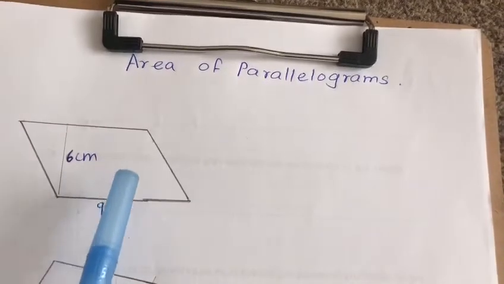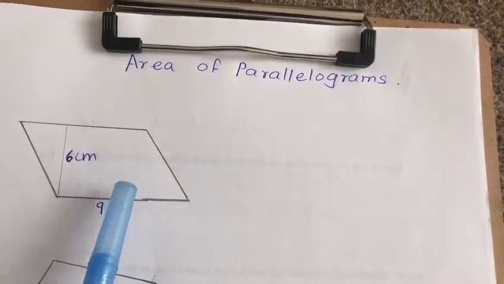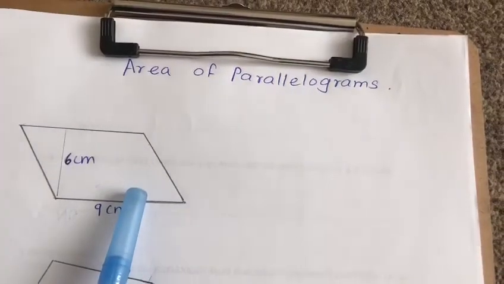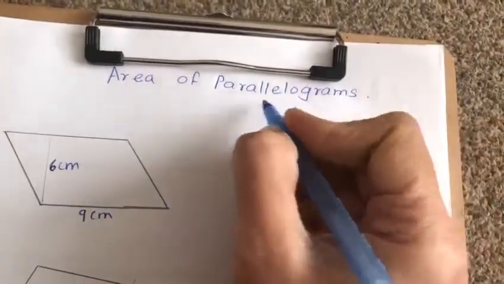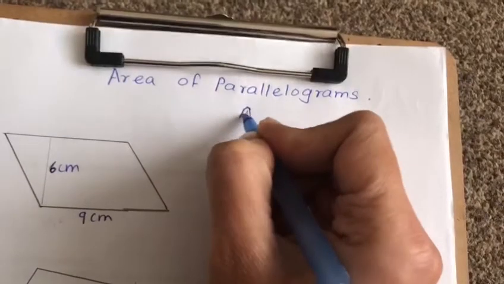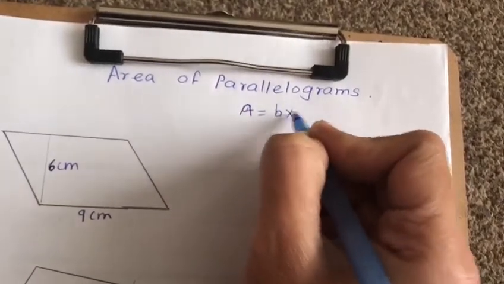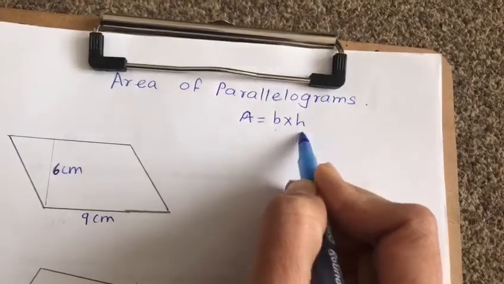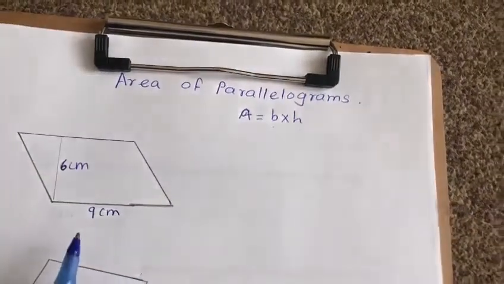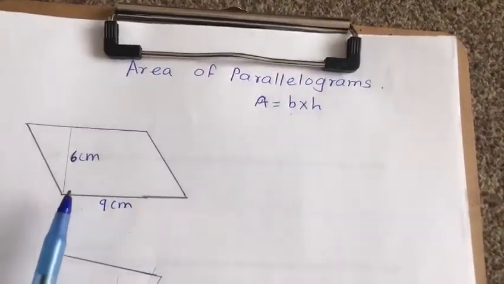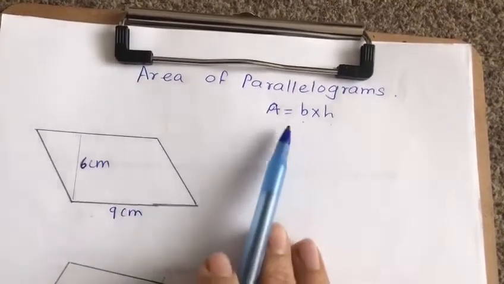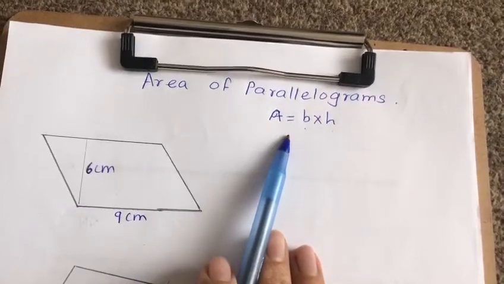To find the area of parallelogram, we should know the formula for the area of parallelogram, which is A equal B times H, where B means base and H means height. So if you know height and base of parallelogram, it is easy to find the area. So let's get started.